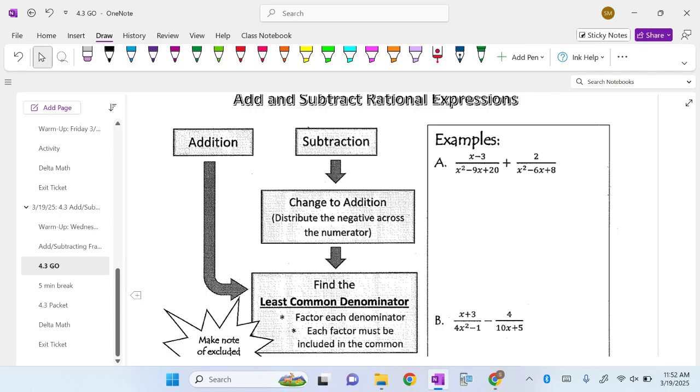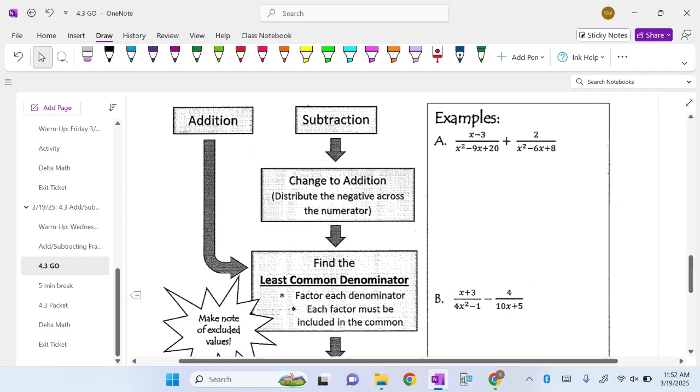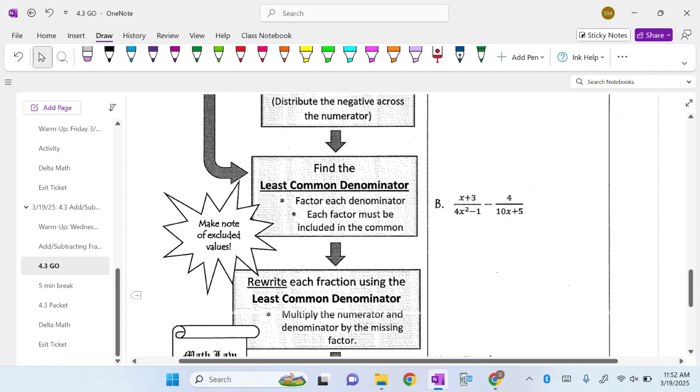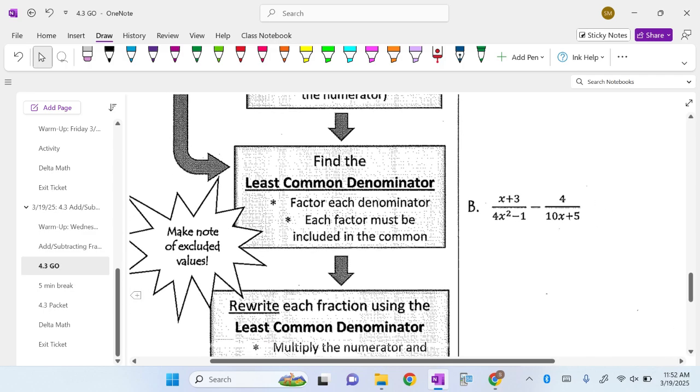So again, same process that I just talked about. With addition, we would find the least common denominator. And again, you don't necessarily have to find the least common denominator. You could also just find a common denominator. As long as it's a common denominator, it'll work. It just means that you'll have more simplifying at the end.